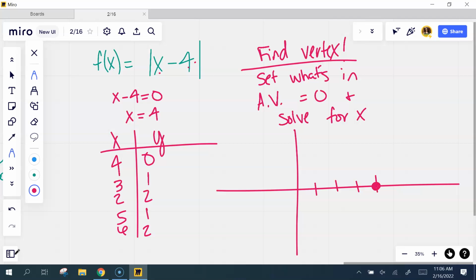No closed or open dots. Everything is just regular old points on here. So start with 4, 0. Now I'm going to go 3, 1, 2, 2, 5, 1, 6. These what?